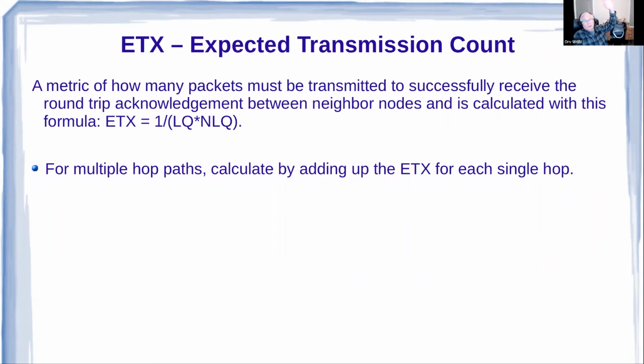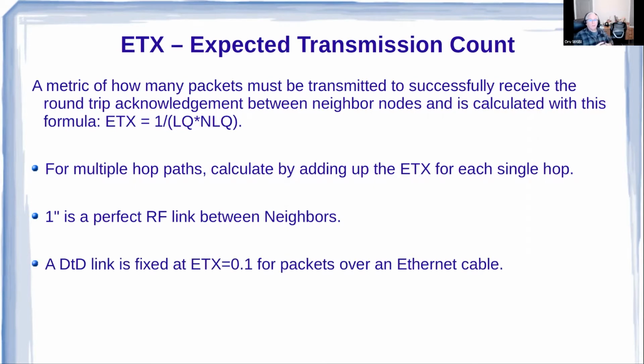And for multiple hop paths, you just add up the ETX for each hop. 1 is a perfect RF link between neighbors, no packets dropped. A DTD link, which is a device-to-device link, is an ETX of 0.1. That just gets added in. It indicates a very, very good link, as you'd expect over an Ethernet cable.